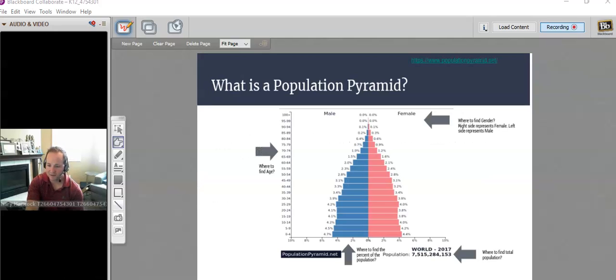Okay, so this is a population pyramid. It's like a graph, but it's going to show different things. First, I'm going to show you the different aspects of this graph. Then I'm going to show you the website you go to, where you can look at this data and the graphs. Then we'll go through one together, and at the end you'll have an exit ticket on how to do that.